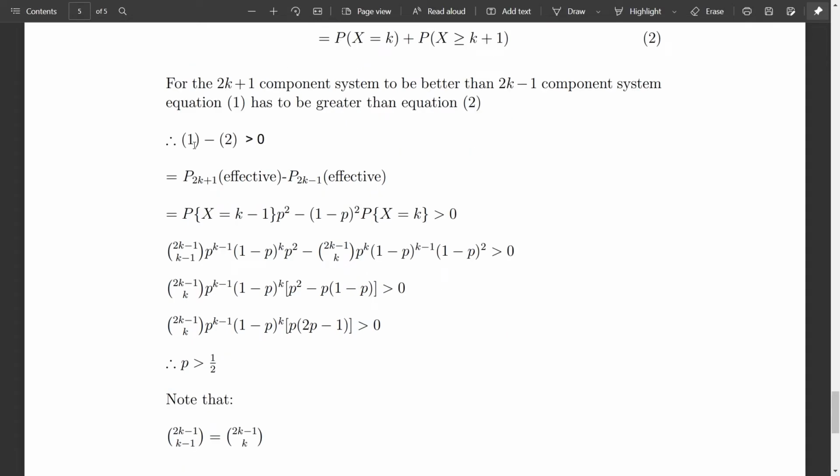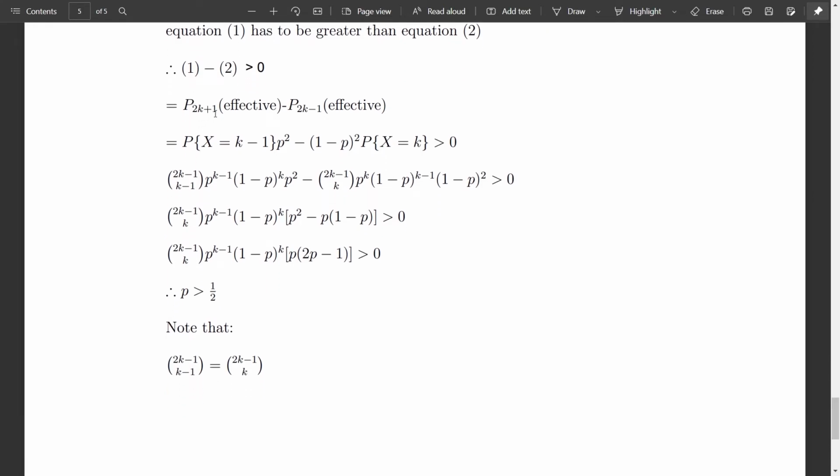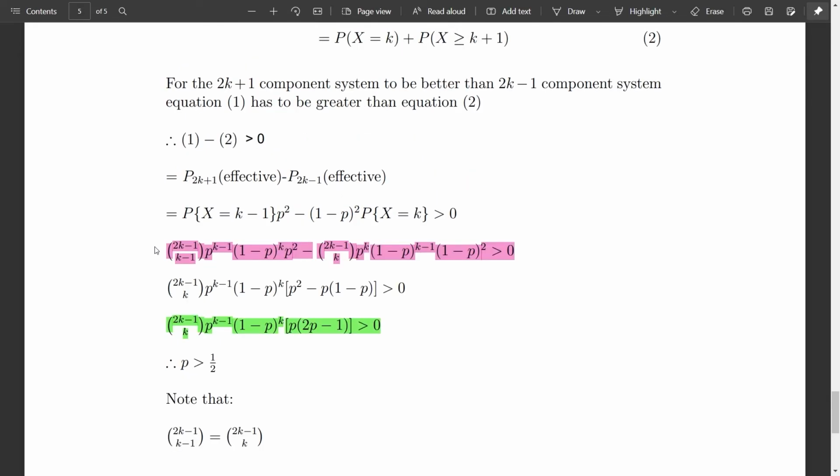Hence, when we subtract equation 2 from equation 1, it should be greater than 0. As we do so, P of 2k plus 1 effective minus P of 2k minus 1 effective, we get these equations right here. Solving these equations with simple algebra, we end up with the result of p greater than 1 by 2.